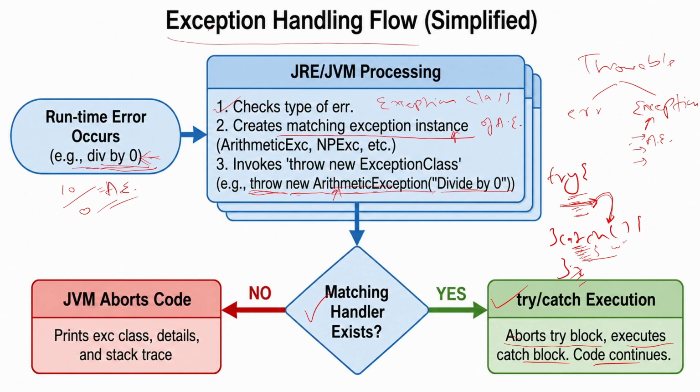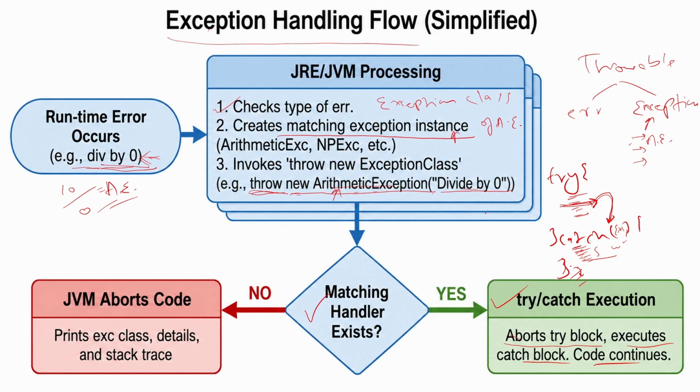So catch is used to catch the exception class and execute lines of code if an exception occurs. And after the end of the catch block, the remaining lines of code will get executed.